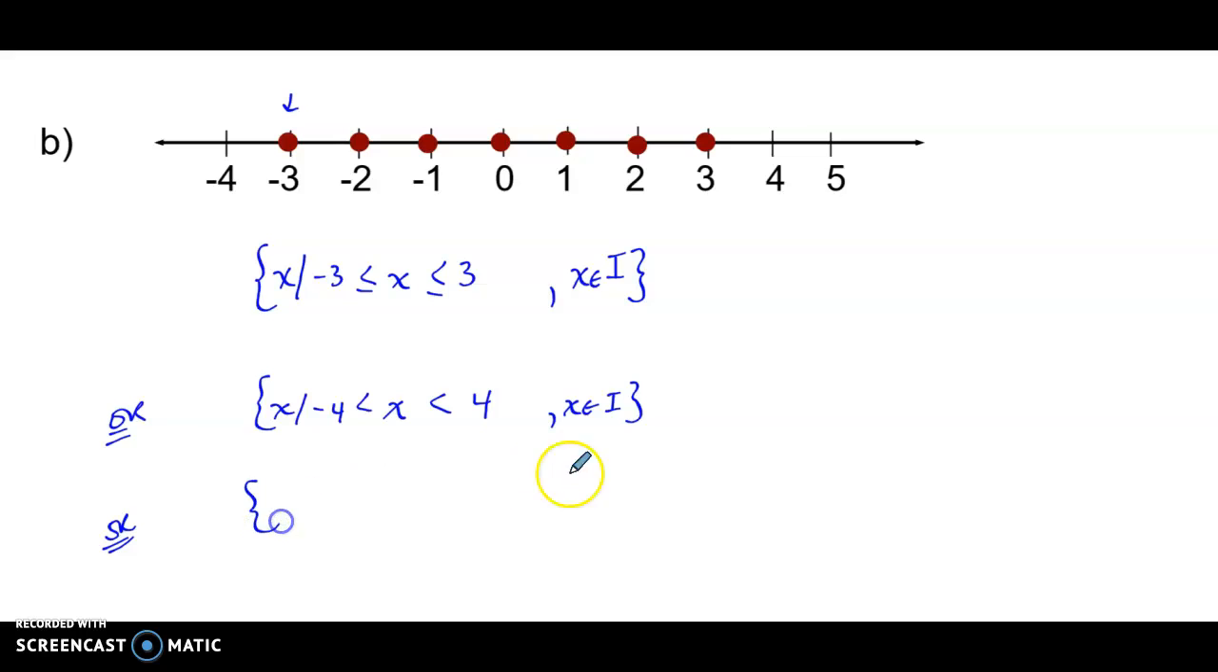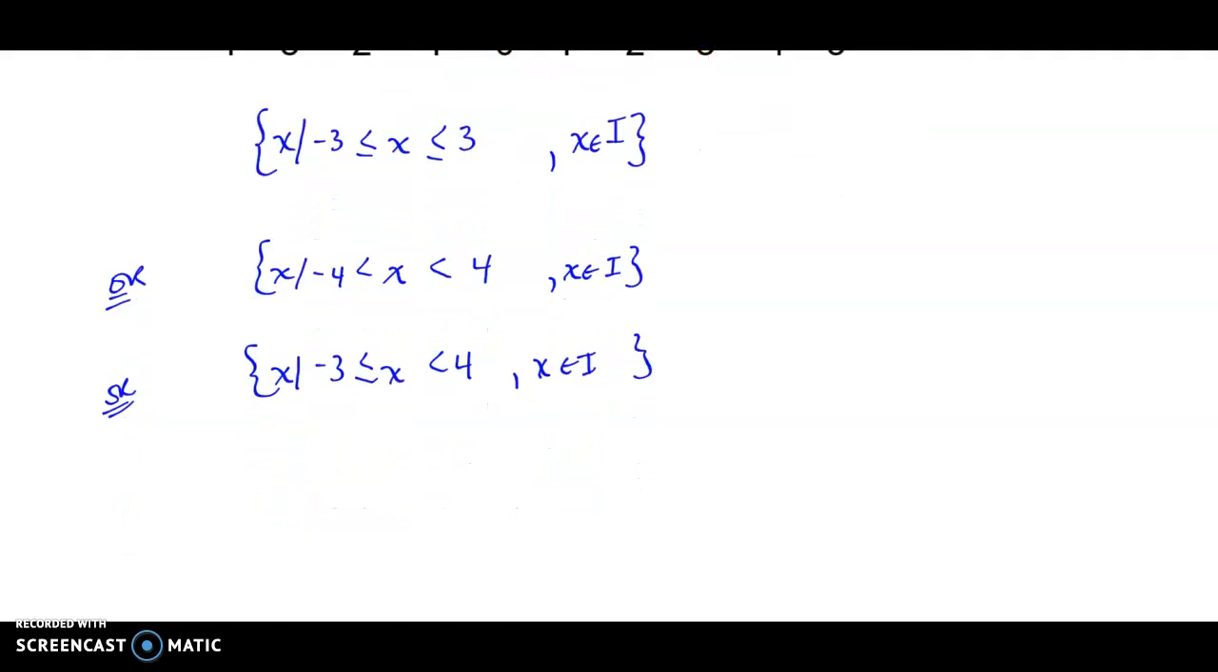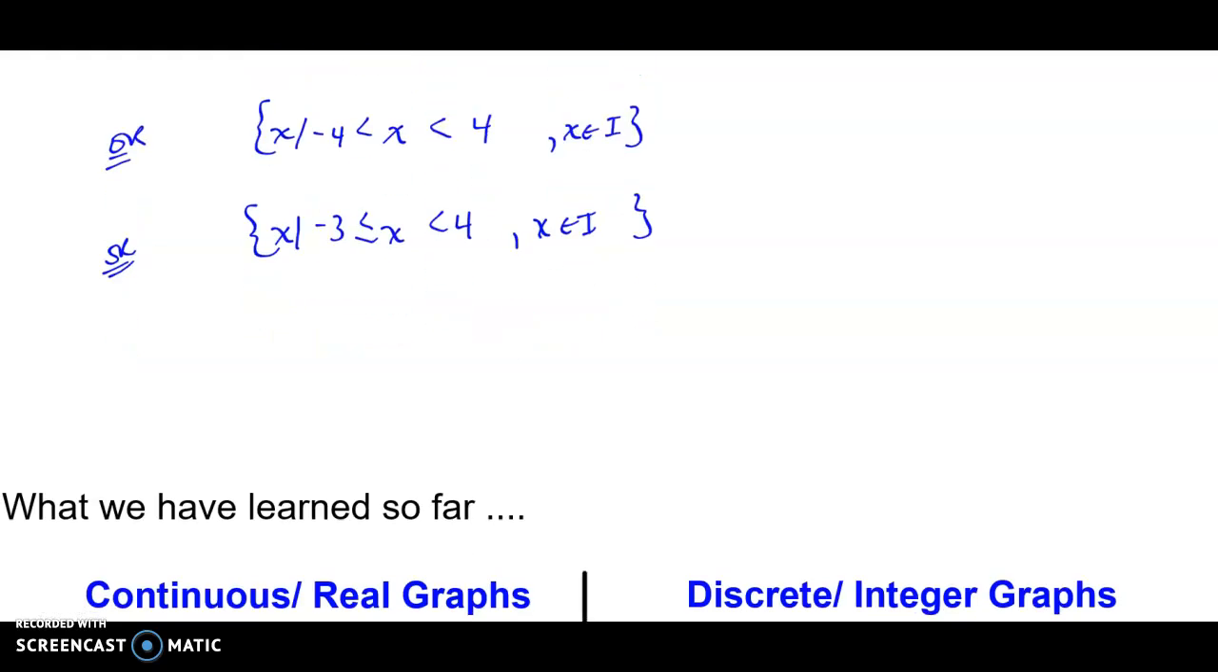Or I'll show you one more way. I could still say x such that -3 we know is included, 4 is not, and they're still integers. So here I'm saying the set of x such that all of the x's are greater than or equal to -3, and all of the x's, the numbers, are less than 4, but not including 4. So those are all ways you can still write discrete data. There's not just one correct way.